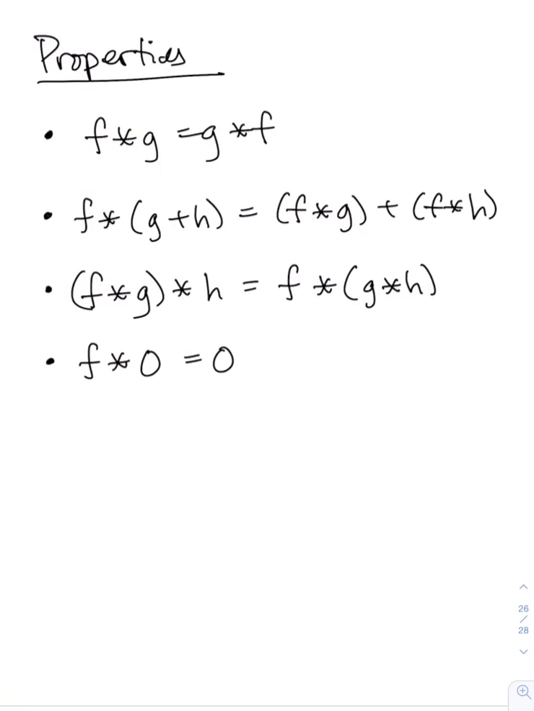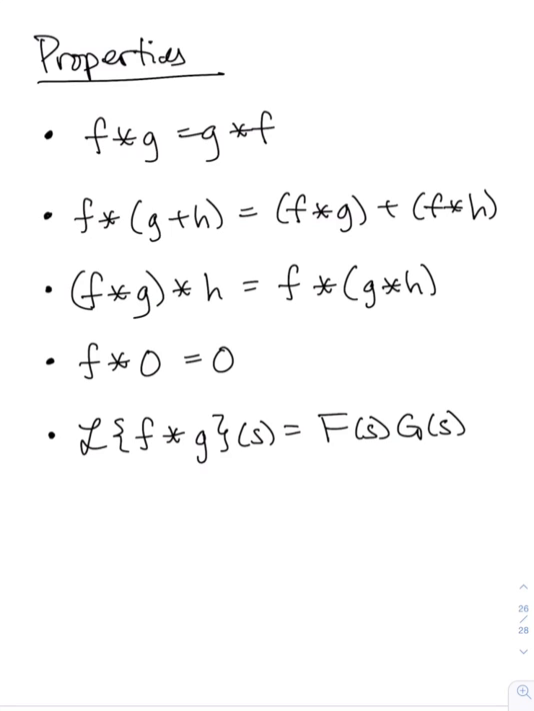And the fifth property, which is the most important for our purposes here in this course, is that the Laplace transform of f star g is the product of the Laplace transforms. Okay, and this is an important one for us. I'm not going over the derivation. It is in your book, the proof of the convolution theorem. It's on page 399. You should read that.